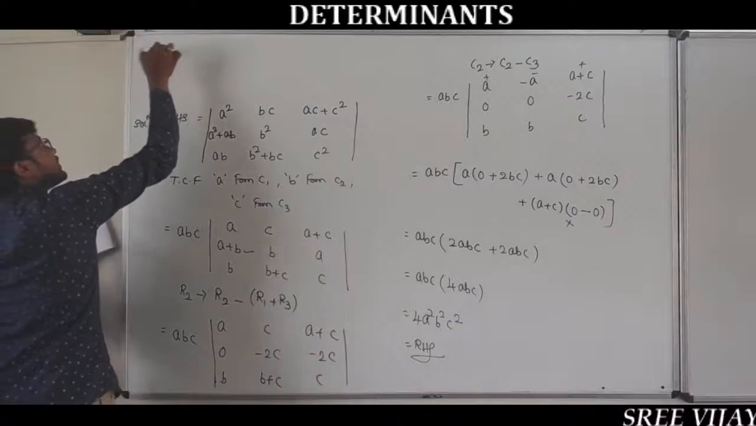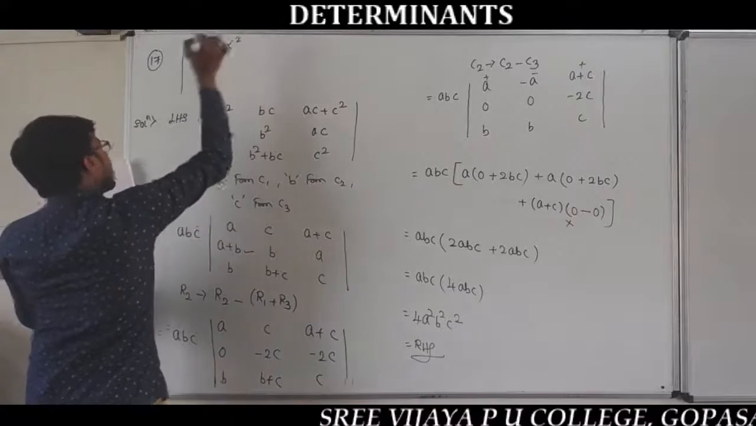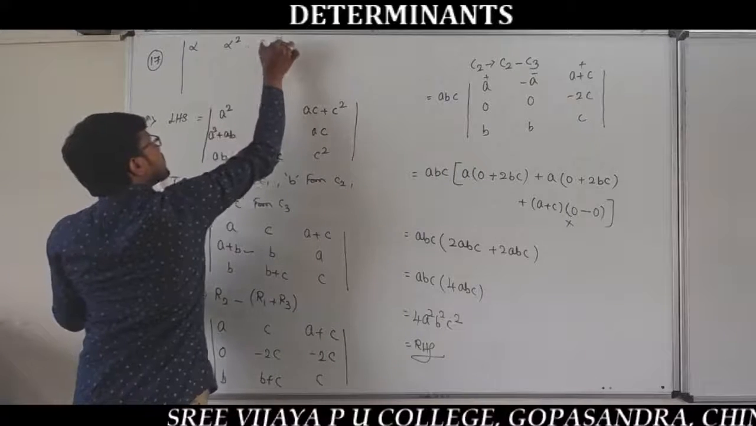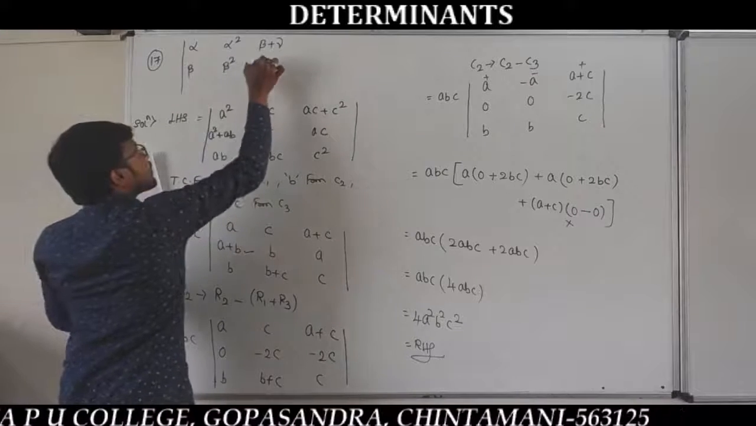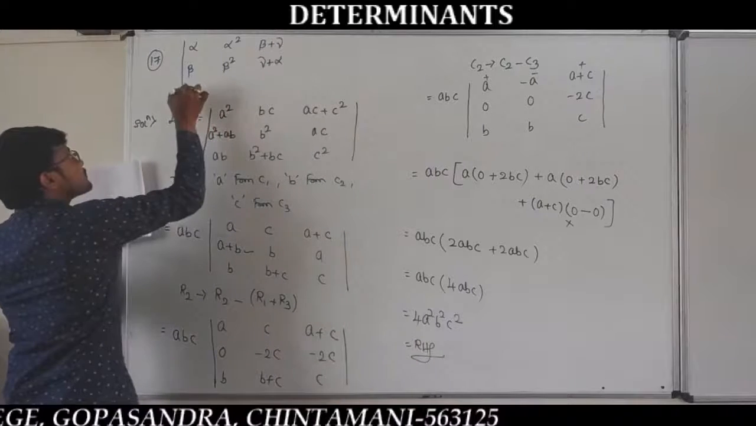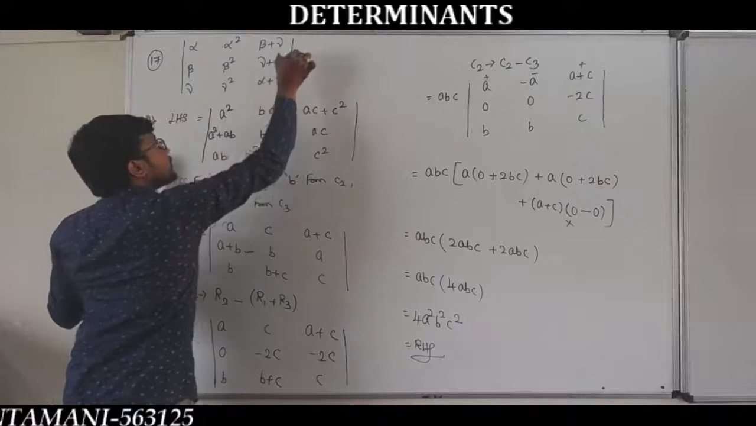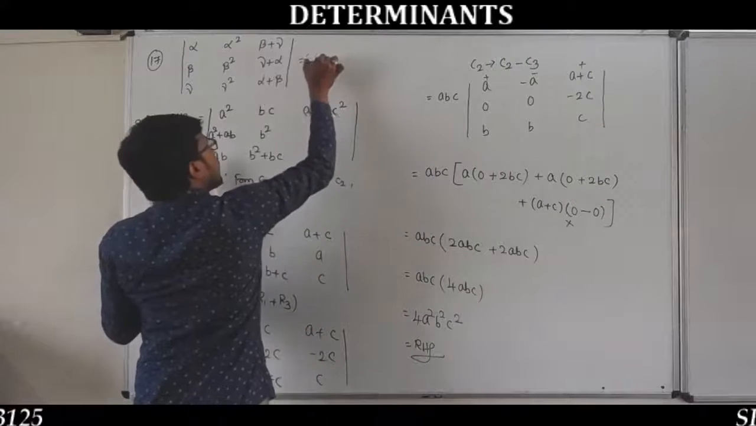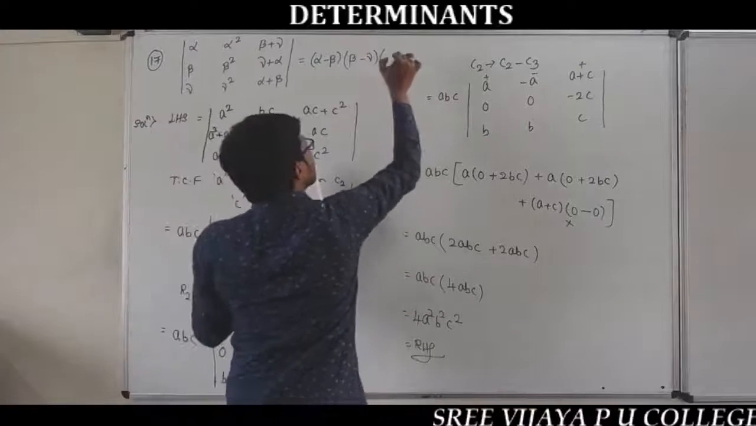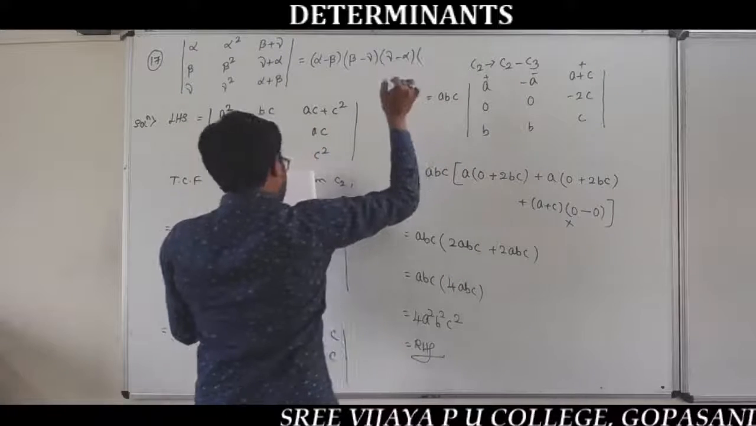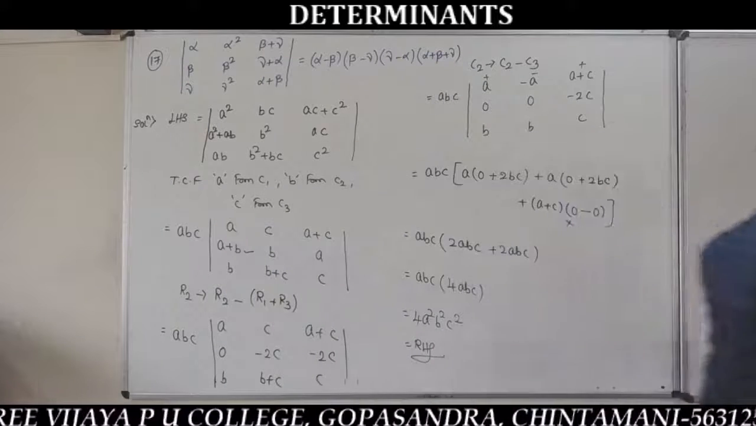So next, 17th one. Determinant of alpha square, beta plus gamma, beta square, gamma plus alpha, gamma square, alpha plus beta will be equals to alpha minus beta, beta minus gamma, gamma minus alpha into alpha plus beta plus gamma. So this is what we have to prove.